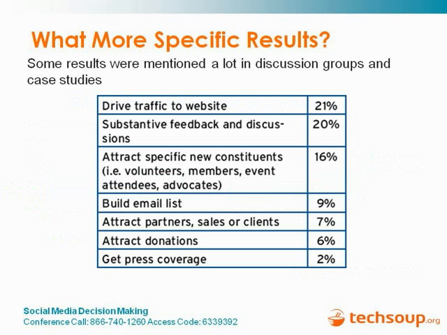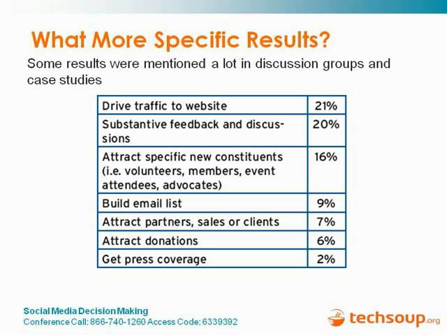So we then delved down a lot more in our case study to find out specifically what people were doing and what particularly was being useful. And we'll talk more about the specific tools. But here are some of the things that people were finding specifically useful from social media tools. So driving traffic to website was the thing that was most mentioned. So this 21% means that 21% of people who were involved in the discussion groups or the case studies mentioned it. And these are mentioned spontaneously, so we didn't specifically ask them.